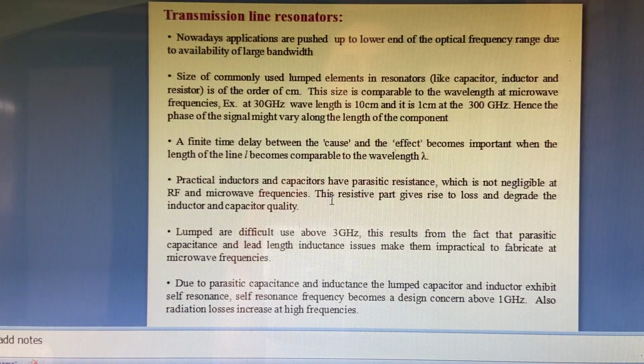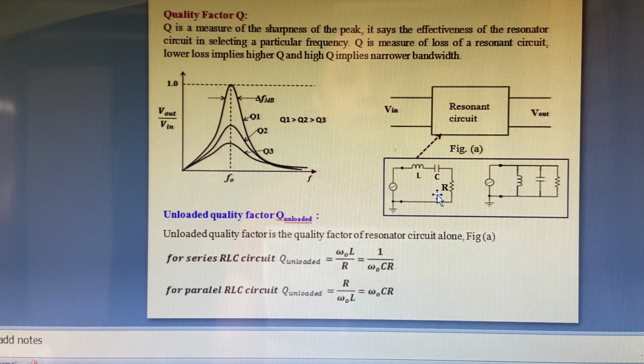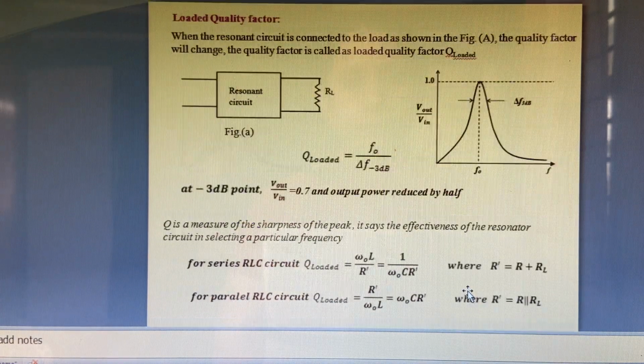As we saw, at low frequencies, lumped elements like L, C and R are used to implement the resonator circuit, and the resonant frequency is given by 1 by 2 pi root of LC. So that is a lumped element resonator circuit. It resonates at a frequency F naught, given by 1 by 2 pi root of LC.